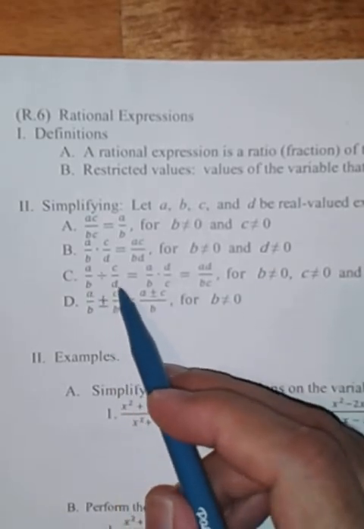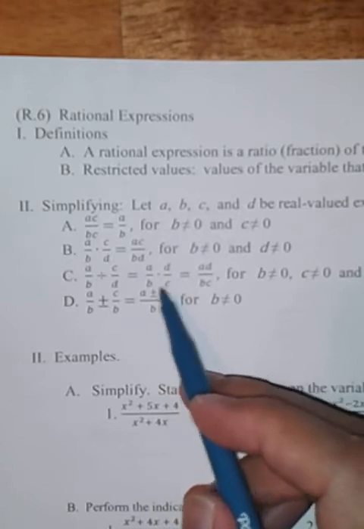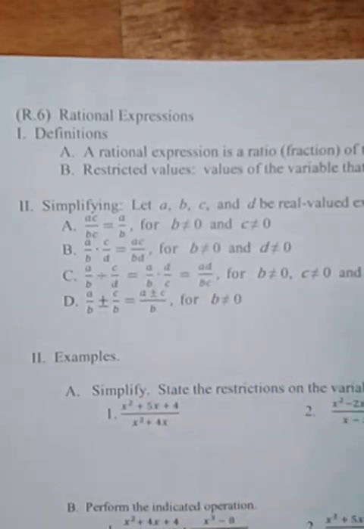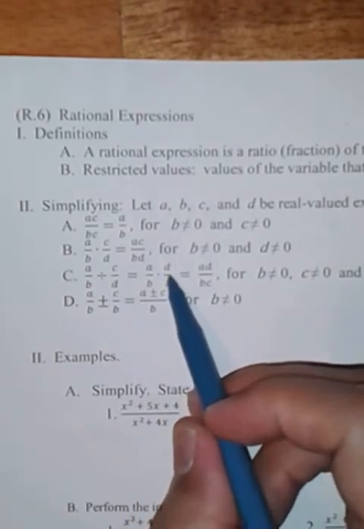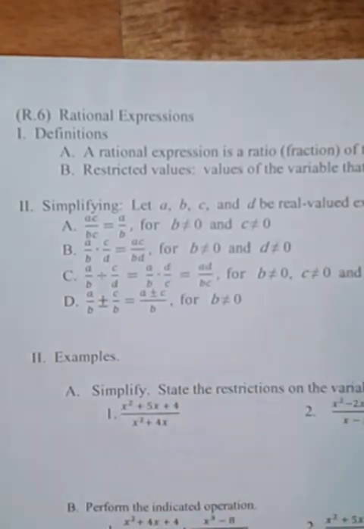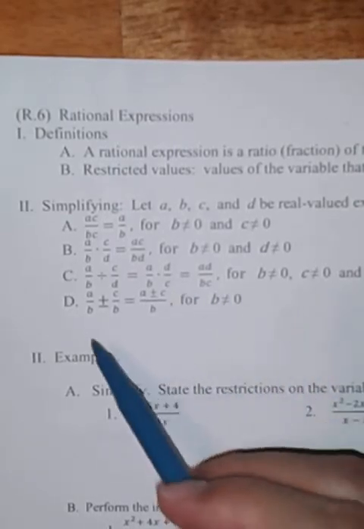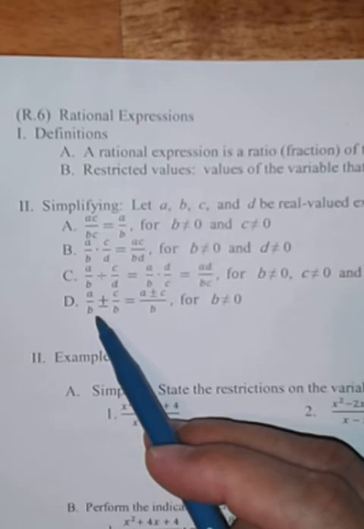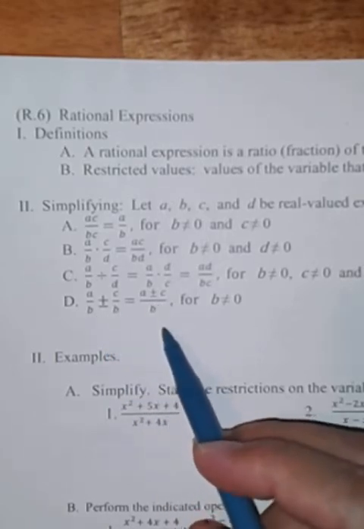A over b divided by c over d is equal to a over b times d over c, which is the reciprocal of the second fraction. And that just tells us that when we do division of fractions, we multiply times the reciprocal of the second one. And again, with all the restrictions that the denominators cannot be 0. And then finally, letter D, a over b plus or minus c over b is equal to a plus or minus c over b.